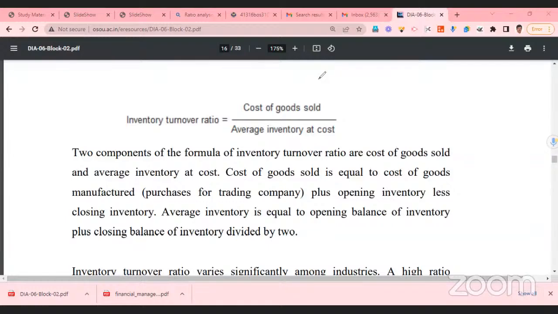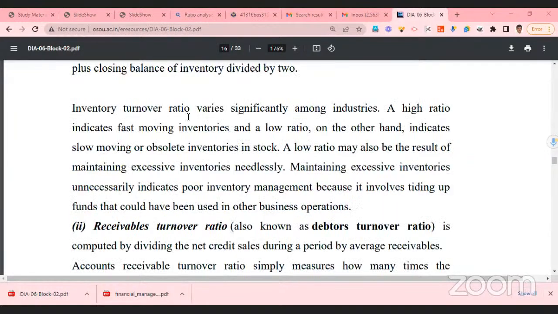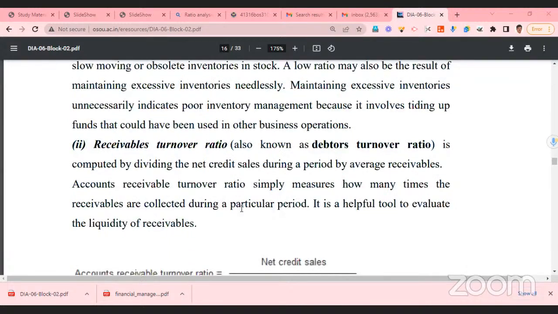Inventory turnover ratio varies significantly among various industries. A high ratio indicates fast moving inventory, and a low ratio indicates slow moving inventory. It depends upon the various industries. We can't generalize all these, right?